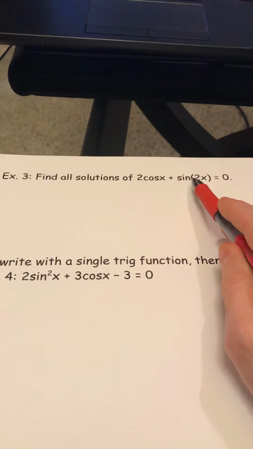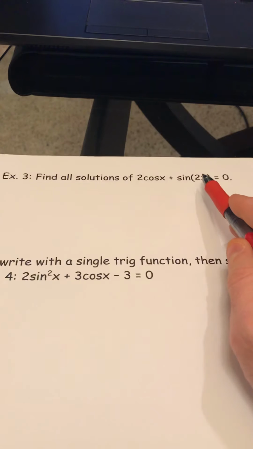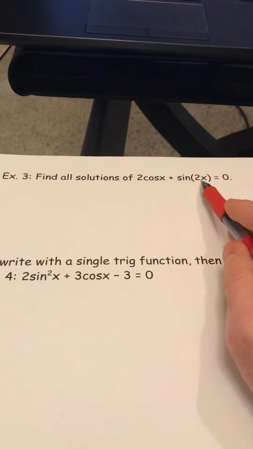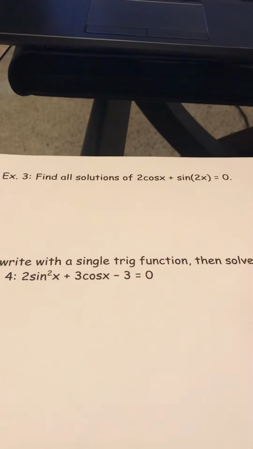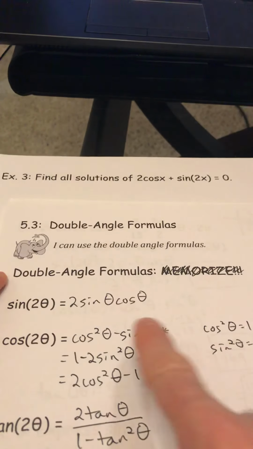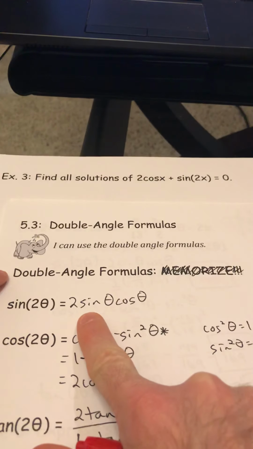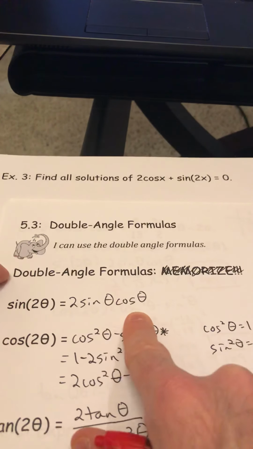2 cosine x sine 2x. Unlike the last one, we do not have a greatest common factor. We have two different trig functions. So what I am going to do is look up in section 5.2, I guess it's actually 5.3, one of our double angle formulas. And that is the sine of 2 theta is 2 sine cosine.